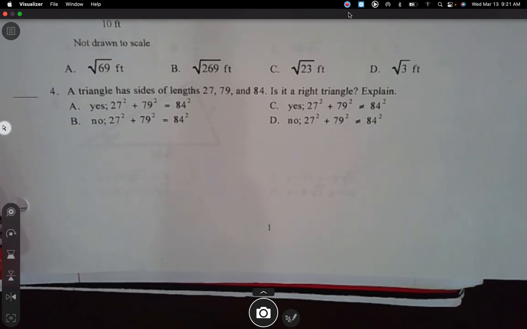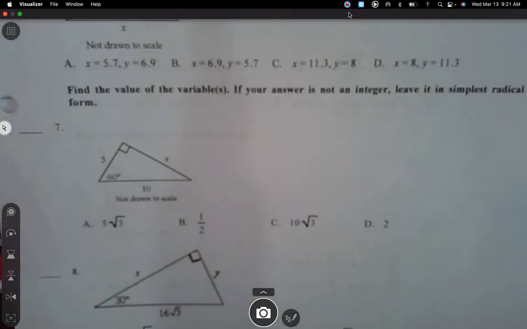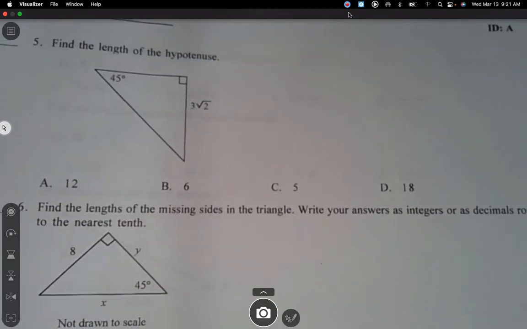Okay, that's the first page. Now we look at number 5. Let me see what time it is.